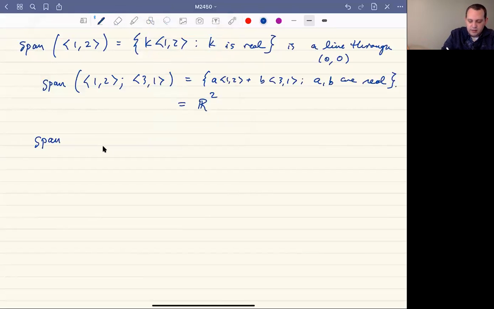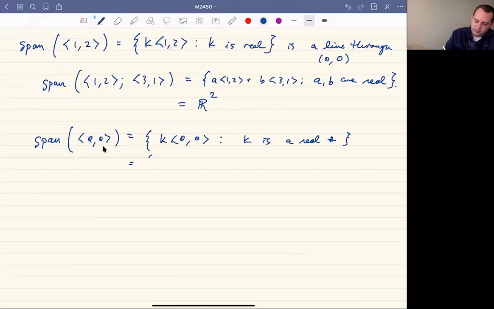What's the span of the vector (0, 0)? Well, that's going to be the set of multiples of the vector (0, 0), where the multiple that we're looking at is going to be a real number. And what is that, of course, but just the single set with the origin in it? Okay, notice that all three of these are subspaces.